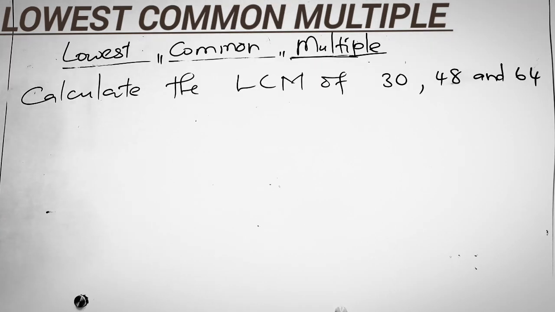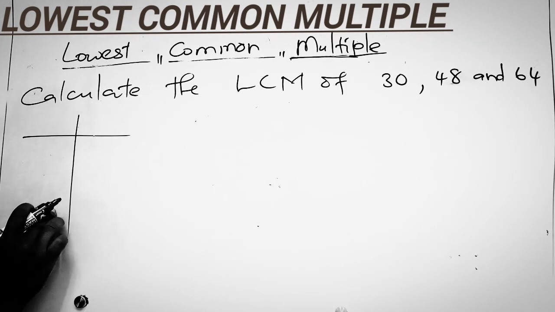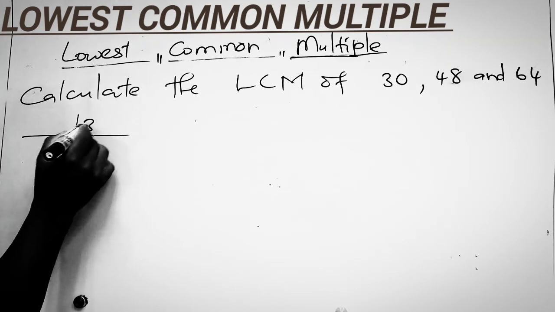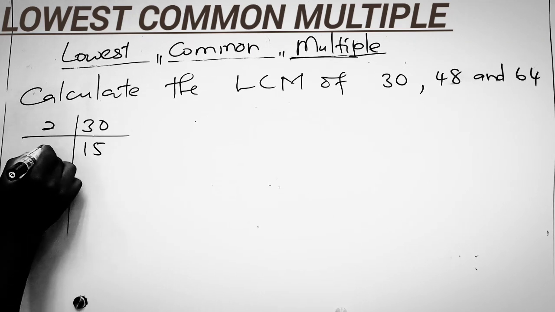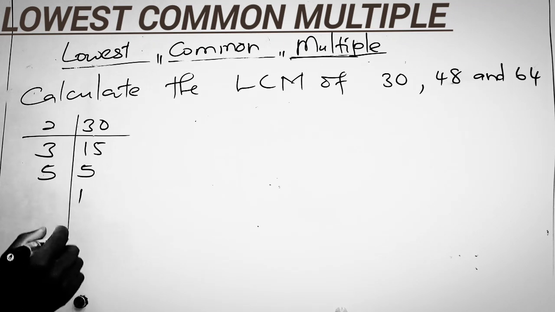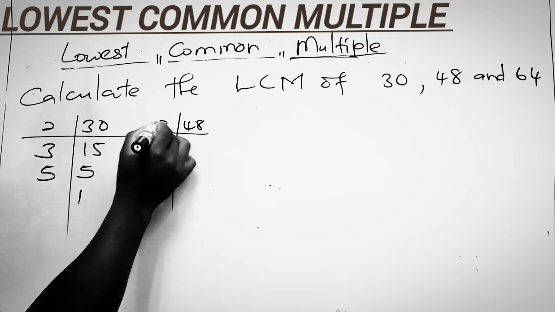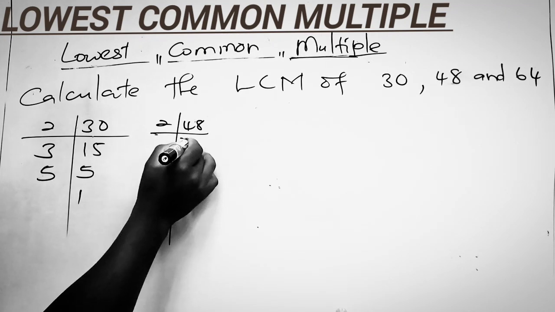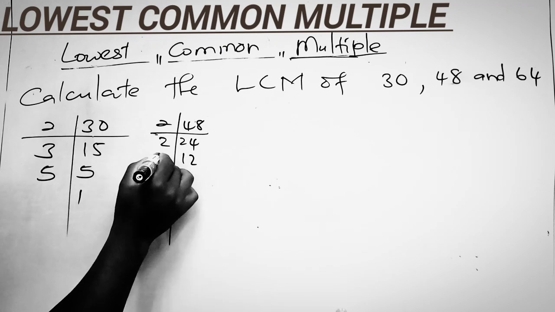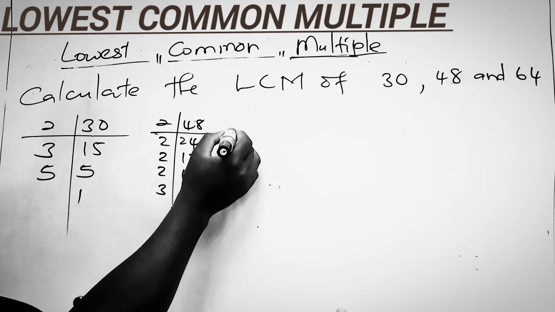Here is an example of calculating the lowest common multiple of three given numbers, which are 30, 48, and 64. So our first thing, we express those numbers as a product of their prime factors. First one is 30. 2 into 30, 15. 3 into 15, 5. 5 into 5, 1. Then the next number is 48. 2 into 48, 24. 2 into 24, 12. 2 into 12, 6. 2 into 6, 3. 3 into 3, 1.